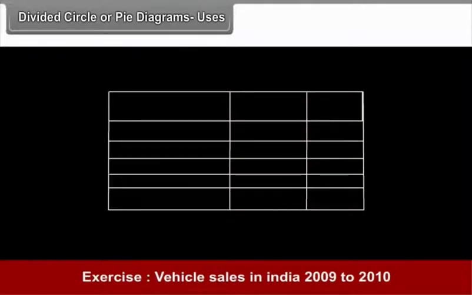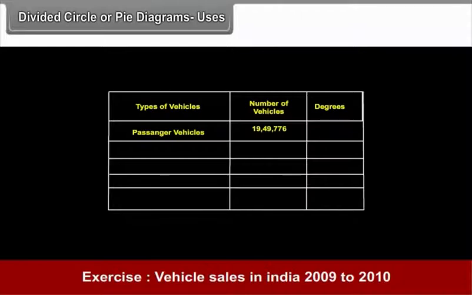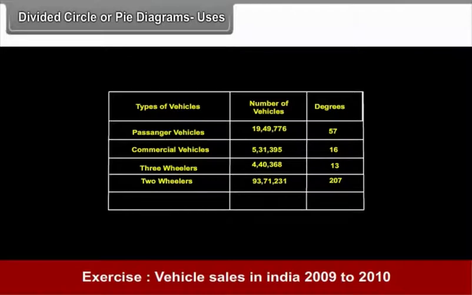Exercise 4. Vehicle sale in India 2009 to 2010. Types of vehicles, number of vehicles, degree. Passenger vehicles, 1,94,09,776, 57 degrees. Commercial vehicles, 53,01,395, 16 degrees. Three wheelers, 44,368, 13 degrees. Two wheelers, 9,37,01,231, 274 degrees. Total, 12,29,02,770, 360 degrees.